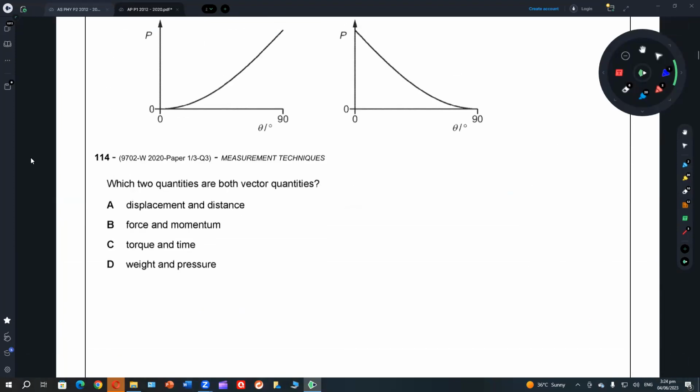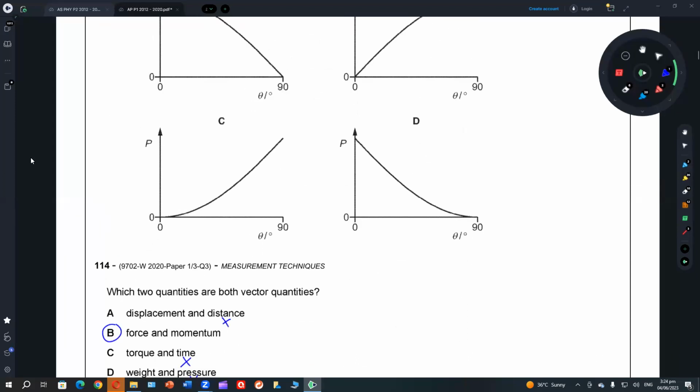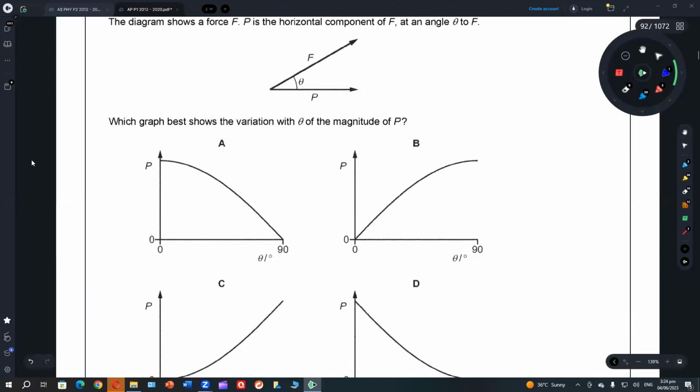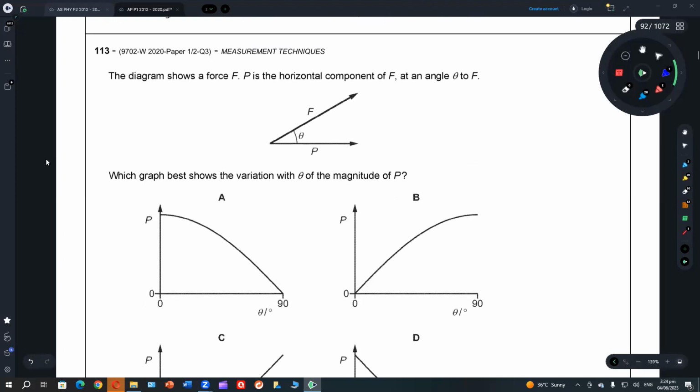Which two quantities are both vector quantities? That's a memory question. D. Force and momentum. The diagram shows a force Fp, which is the horizontal component of F at an angle theta to F.